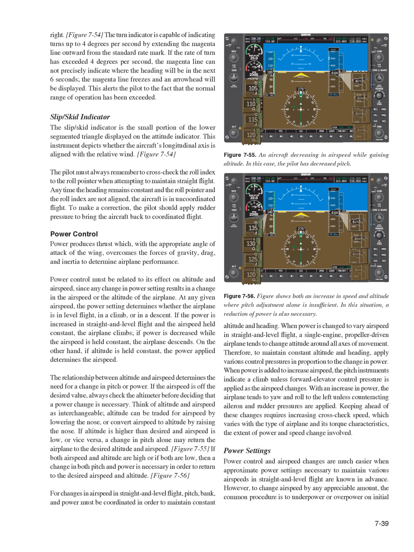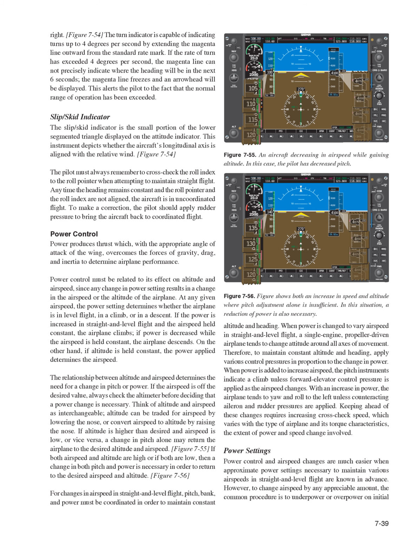The relationship between altitude and airspeed determines the need for a change in pitch or power. If the airspeed is off the desired value, always check the altimeter before deciding that a power change is necessary. Think of altitude and airspeed as interchangeable. Altitude can be traded for airspeed by lowering the nose, or airspeed converted to altitude by raising the nose.